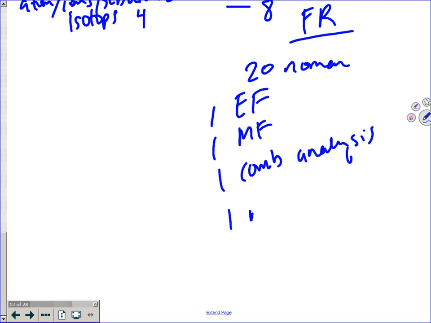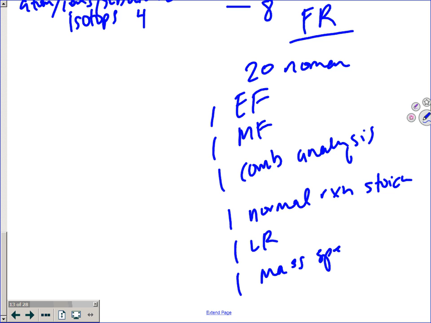1 normal, meaning non-limiting reagent, normal reaction stoichiometry, 1 limiting reagent, and then 1 mass spec. So everything we talked about. I just thought I'd give you the details so that you can understand where most of your efforts should go within your studying habits. Okay? Any questions there, guys?